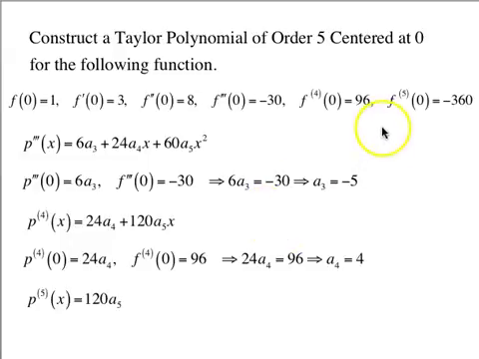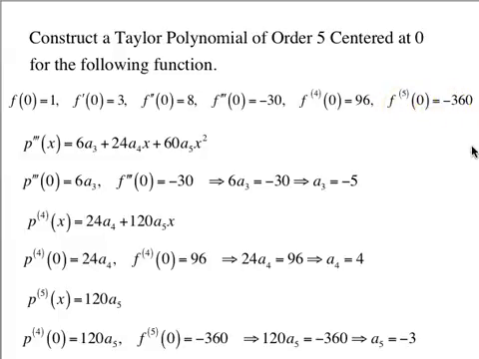So the fifth derivative at 0 is also 120a5. The fifth derivative at 0 of the function is negative 360. So therefore we need 120 a sub 5 to equal negative 360 because we want these derivatives to match. Of course that should be p5. And that's fixed. So the fifth derivative of p at 0 is 120a5. The fifth derivative of f at 0 is negative 360. 120a5 is negative 360. Dividing both sides by 120, we get a5 is negative 3.